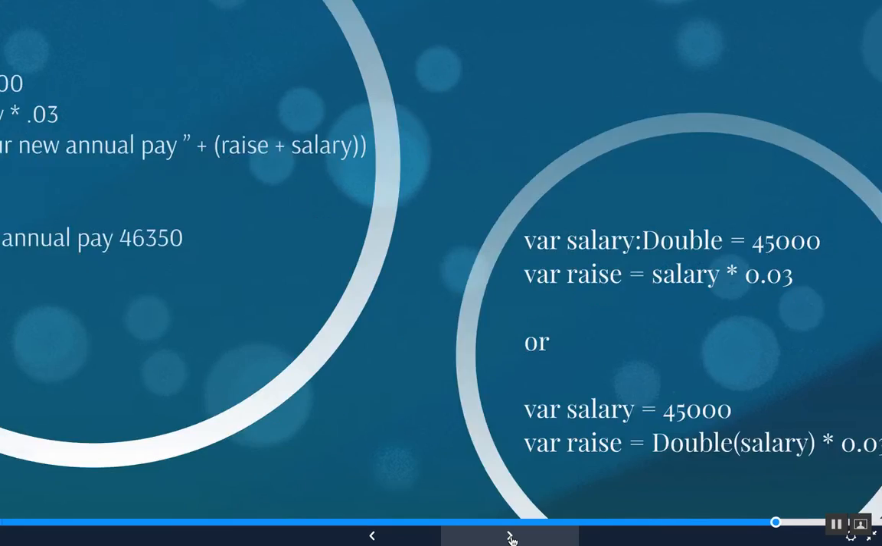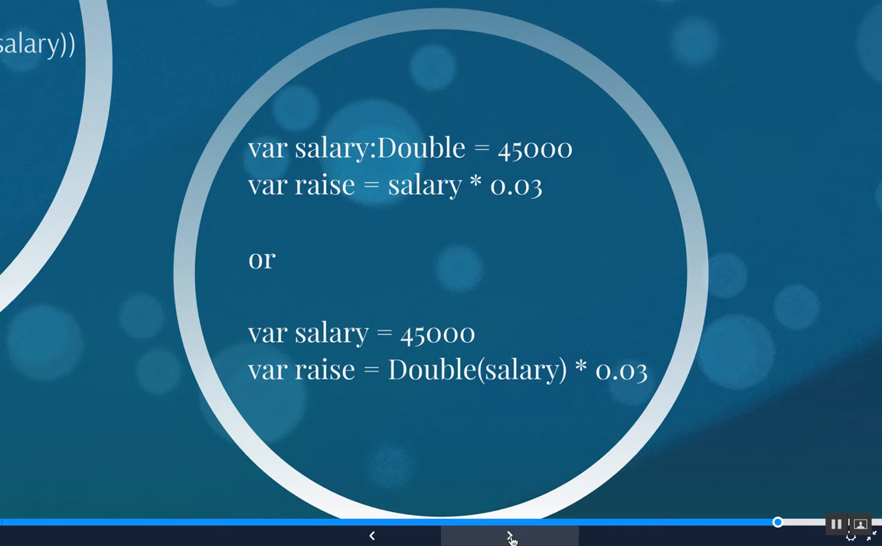To avoid this problem, you would let Swift know that the salary was a double to begin with, like this at the top one here. Var salary : Double, and then equal sign 45,000. Or you could also come down here and while you were doing the math, you could put the Double in front of salary to change it to double before the math was done. So either one of those would work.